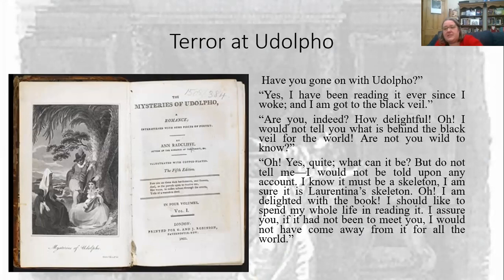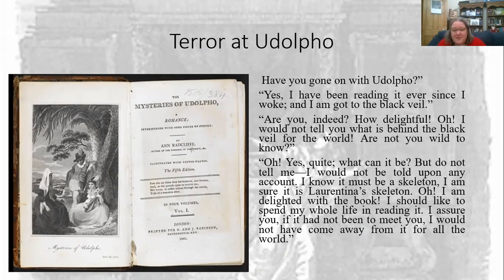And we have this conversation between her and Isabella. So Isabella asks, "Have you gone on with Udolpho?" To which Catherine replies, "Yes, I've been reading it ever since I woke. I've got to the Black Veil." "Are you indeed? How delightful. Oh, I would not tell you what is behind the Black Veil for the world. Are not you wild to know?" "Oh, yes, quite. What can it be? But do not tell me. I would not be told upon any account. I know it must be a skeleton. I'm sure it is Laurentina's skeleton. Oh, I am delighted with the book. I should like to spend my whole life in reading it. I assure you, if it had not been to meet you, I would not have come away from it for all the world."